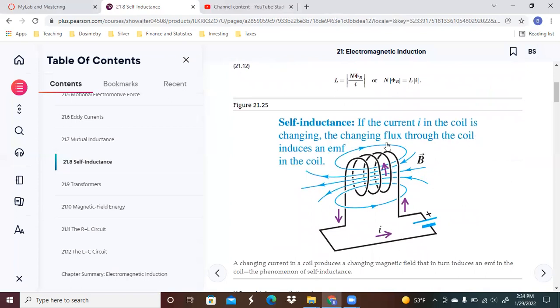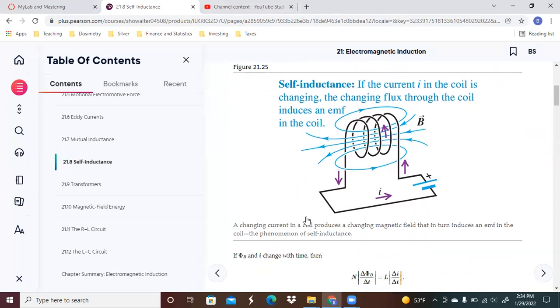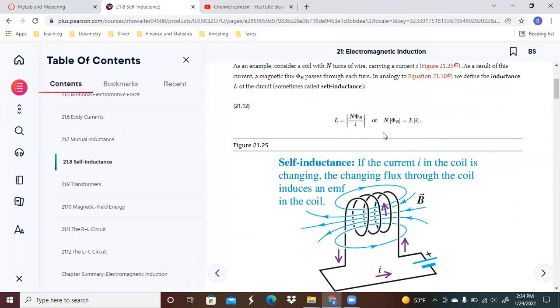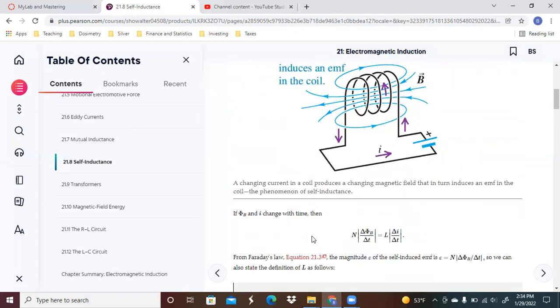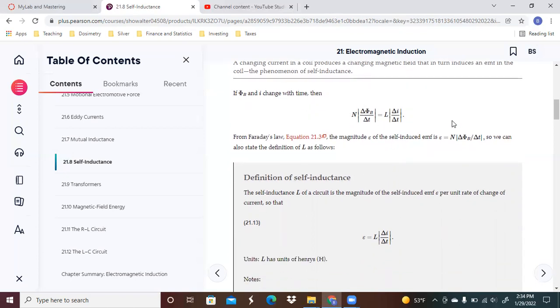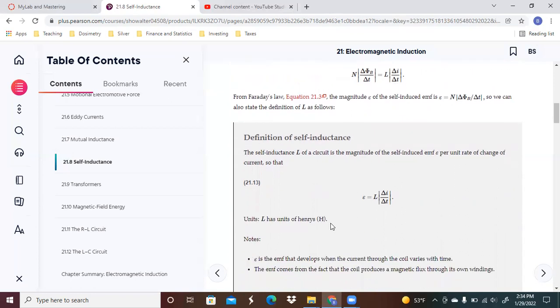So if the current in the coil is changing, the changing flux through the coil induces an EMF in the coil. So if the flux and I change with time, we end up with this particular equation. This changing with time is essentially where this comes from. We know from Faraday's law that this is equal to E. So then we can replace this with E and we come up with this, the definition of self-inductance.